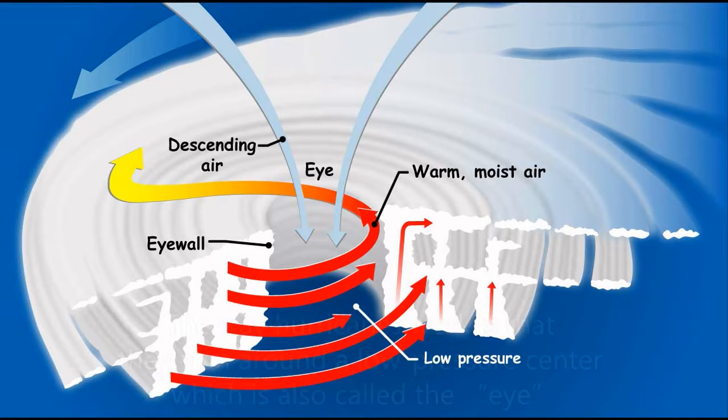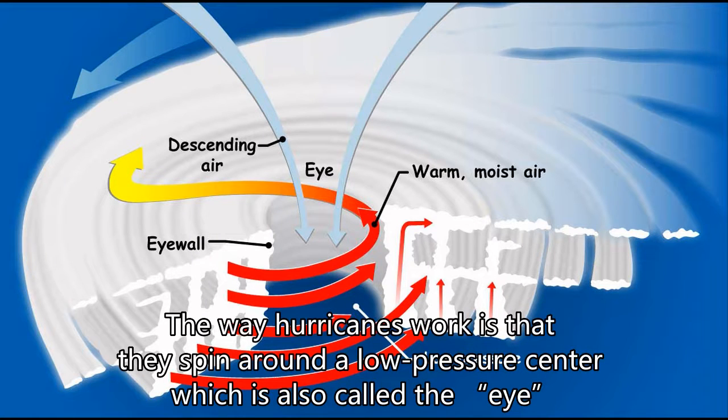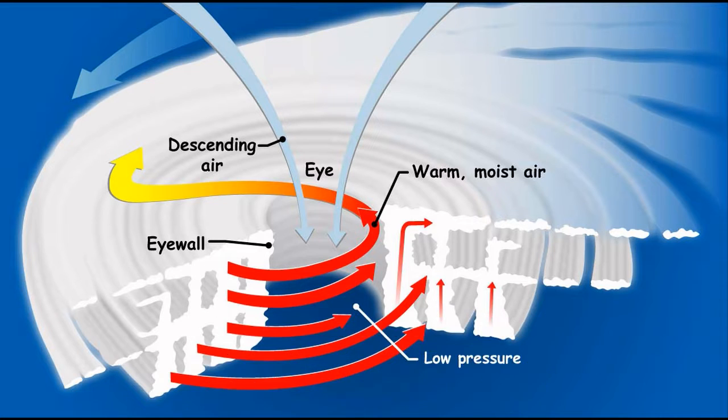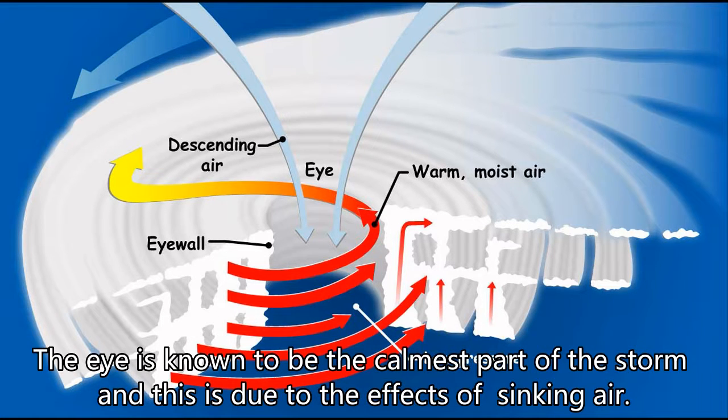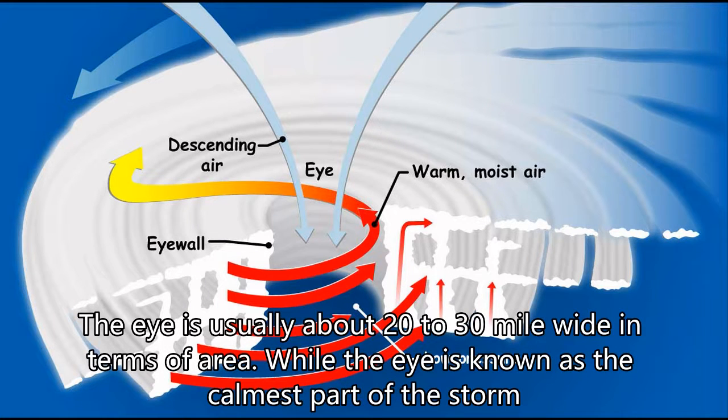The way hurricanes work is that they spin around a low-pressure center, which is also called the eye. The eye is known to be the calmest part of the storm, and this is due to the effects of sinking air. The eye is usually about 20 to 30 miles wide in terms of area.